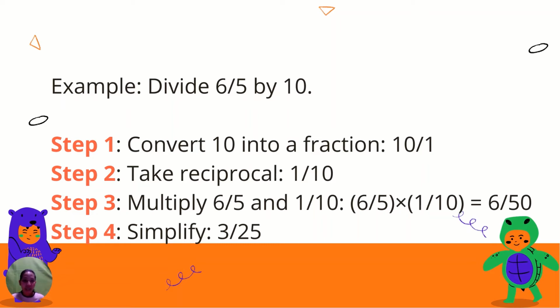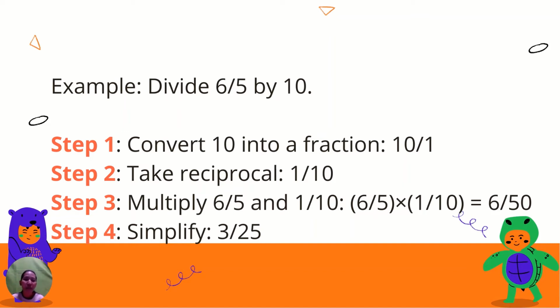Example, divide 6/5 by 10. Sabi, we have to convert 10 into a fraction. That's going to be the step number 1. It will be 10/1. Step number 2, get the reciprocal. So 10/1, reciprocal niyan ay 1/10. Step 3, multiply 6/5 and 1/10. It's going to be 6 times 1 is equals to 6. 5 times 10 is equals to 50.